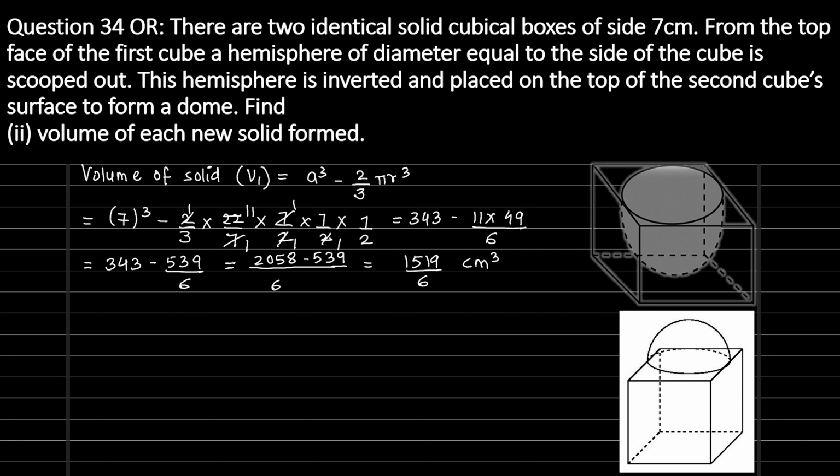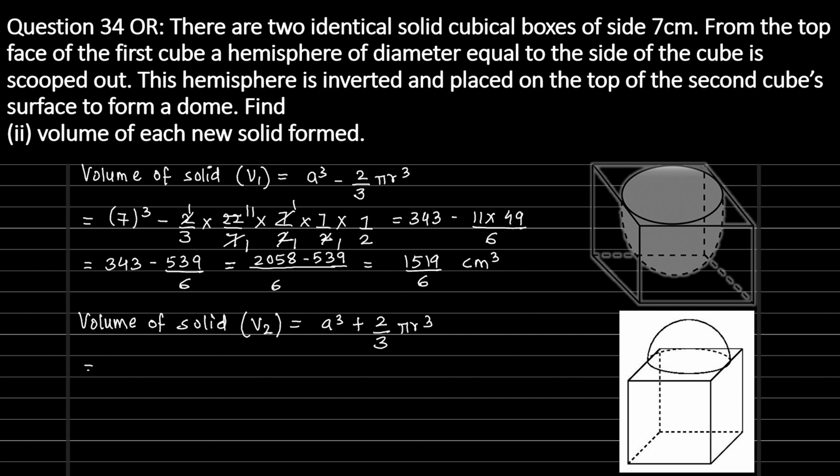Now we will find the volume of the second solid, which is formed on placing the hemisphere by inverting it on the top of the second cube. Let's represent the volume of the second solid with V2, equal to the volume of the cube, which is a cube, plus the volume of the hemisphere, 2 upon 3 pi r cube, because you are placing the hemisphere on the top of the cube.